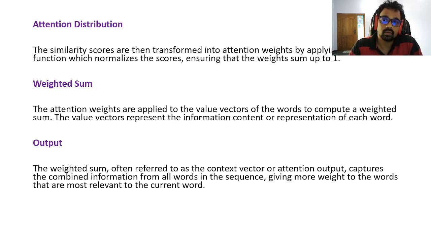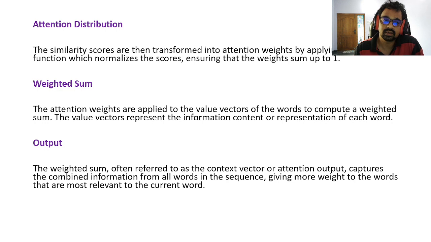Once we apply the softmax function, we will get the attention weight. The attention weight has to be multiplied against the value vector of each word to compute the weighted sum. These value vectors give the representation of each word. Like, for a given word, what would be its representation? That representation is obtained from the weighted sum.